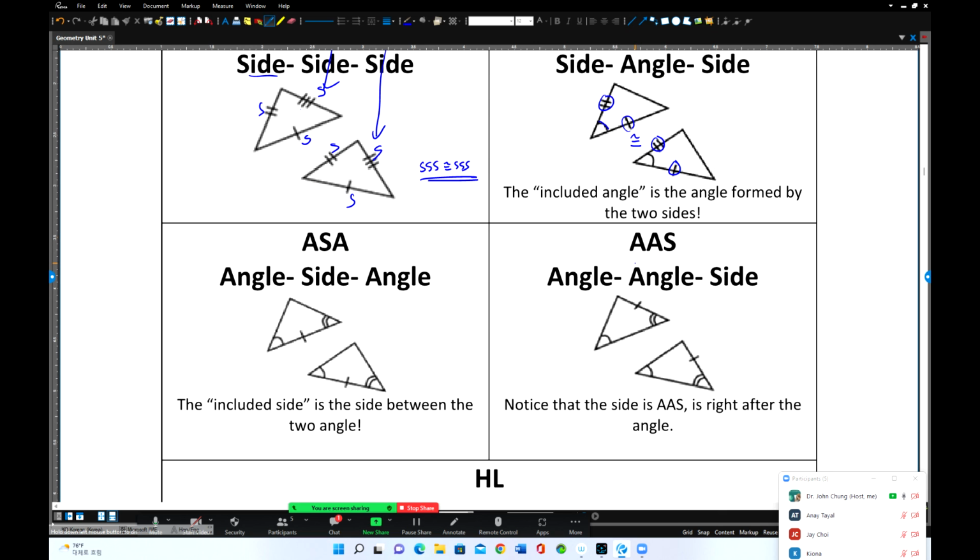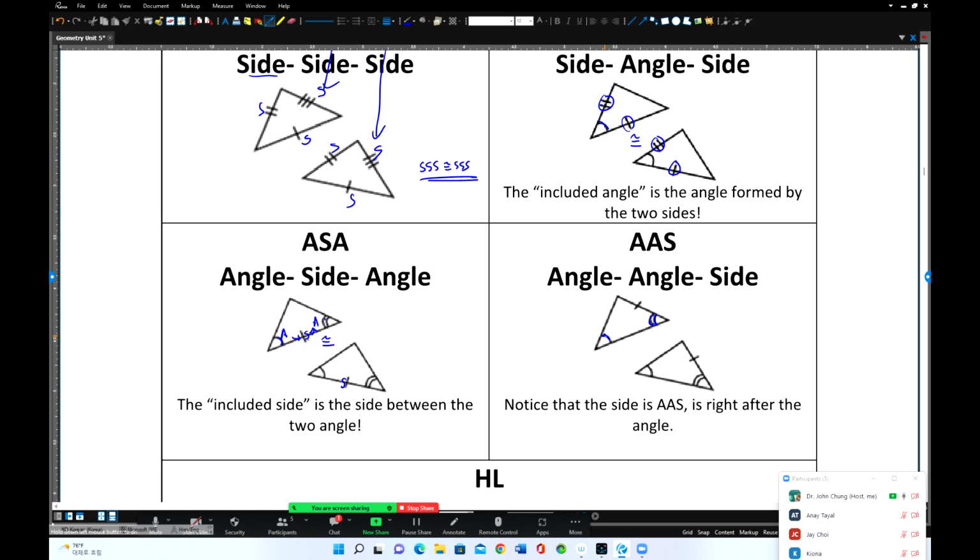The next one, angle side angle. One side is equal. On this side we have two angles. So we say angle side angle, okay? If this is congruent, this is equal, they are congruent. Angle side angle.